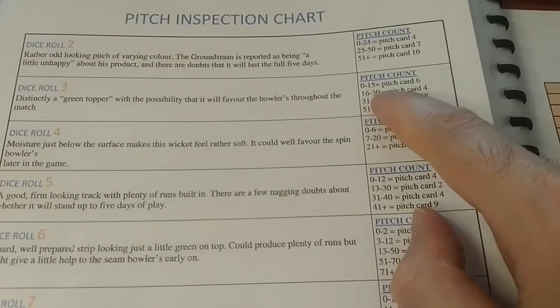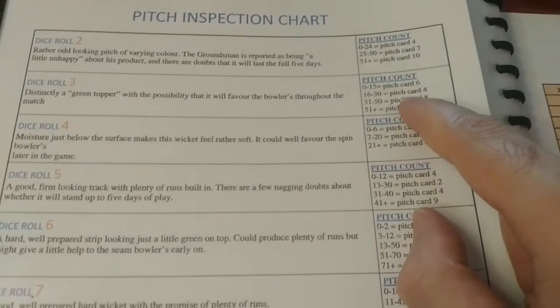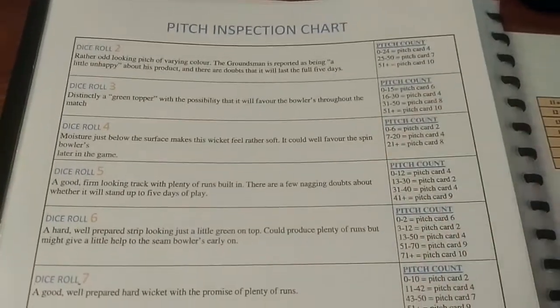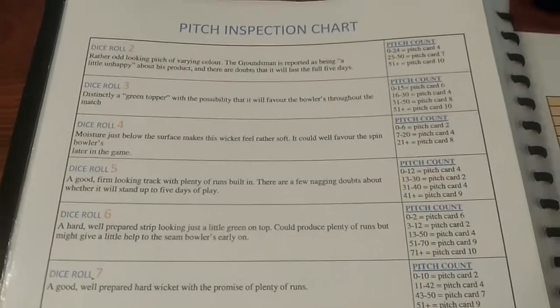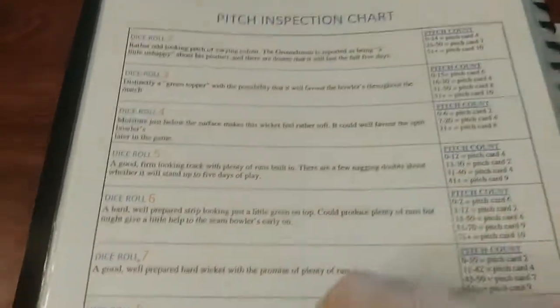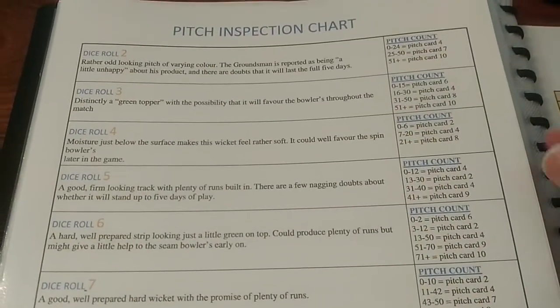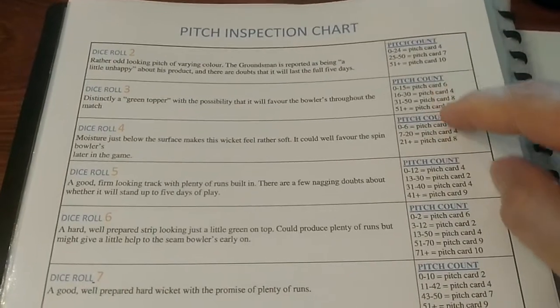Once it gets to 16, the first pitch card that is selected changes to the next one. So as you go over a test match, you have 3 rolls every day to add to it. So that's going to get you down here in the pitch conditions.